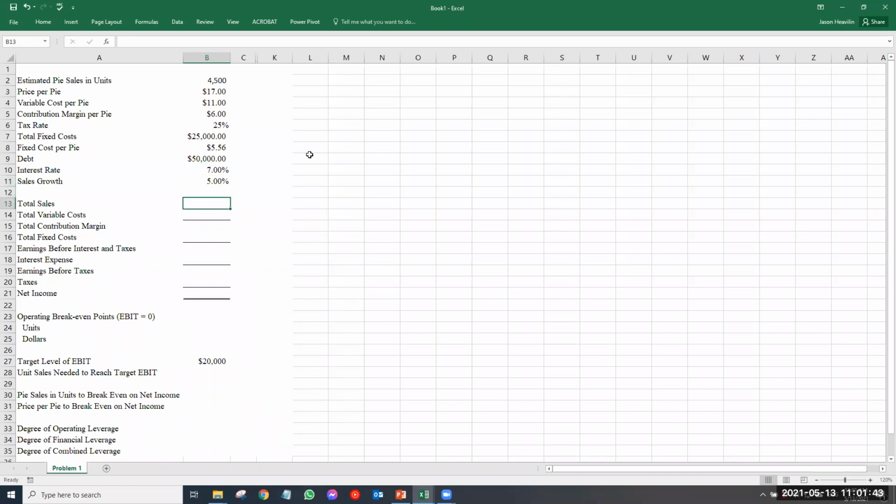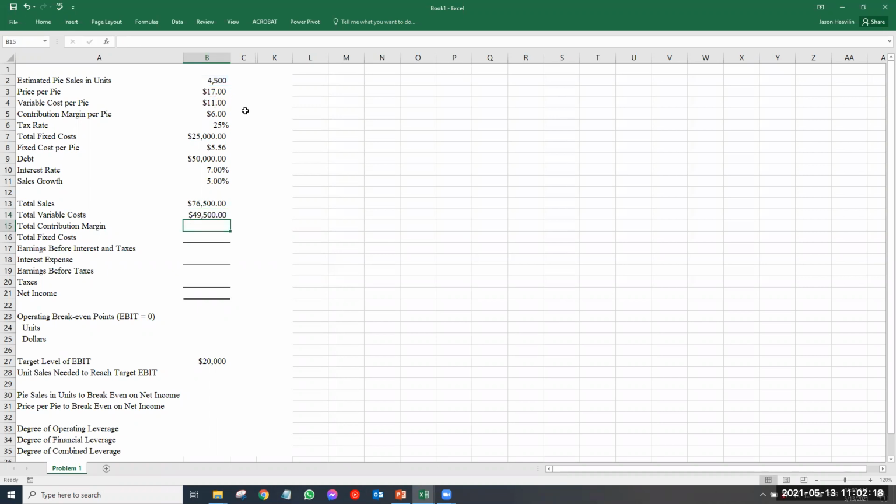So let's start building an income statement. It is a simplified version of an income statement, but it will have what we need to go on with our analysis. So total sales equal, to start the formula, the total amount of pies times the amount we sell each pie. So we're looking at $76,500 in sales. For variable costs, we do the same. We take the total pies multiplied by the variable cost.